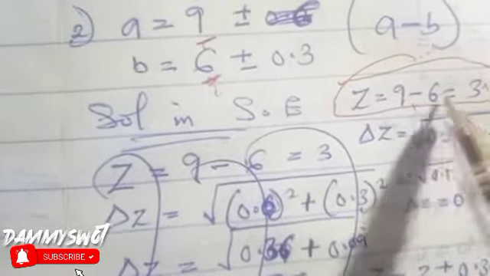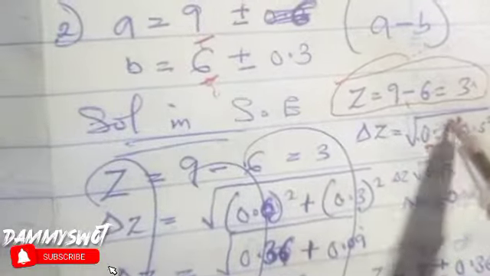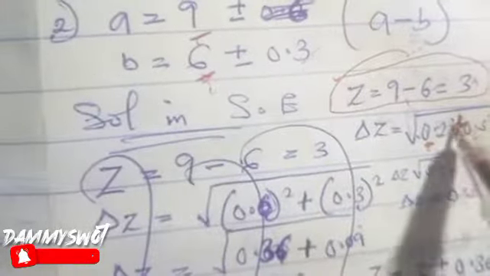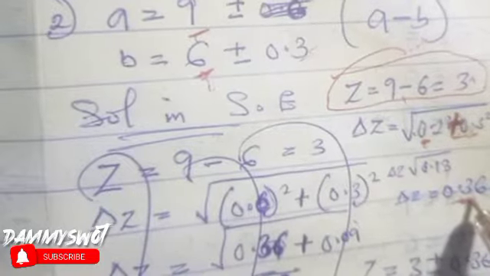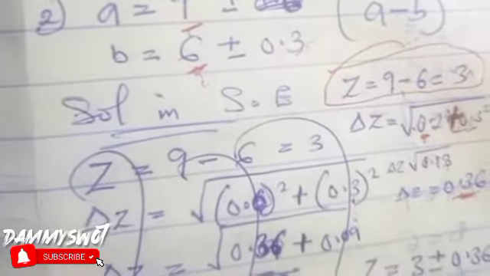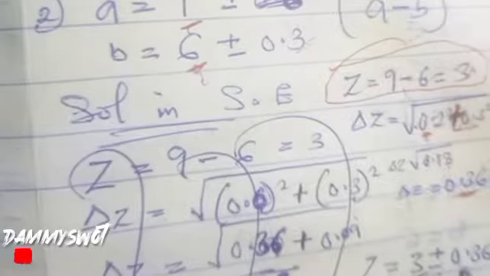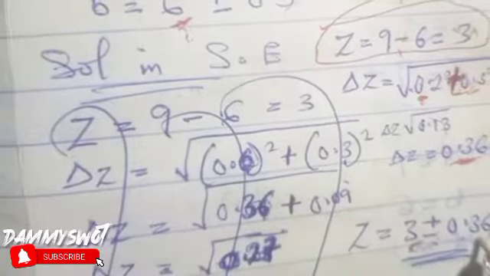Now for the error part of a, which is 0.2 squared, plus the error part of b, 0.3 squared, you just solve with your calculator. So you have 0.36. Now 9 minus 6 is 3. So our final answer is 3 plus or minus 0.36. So this is the true part, this is the error part.